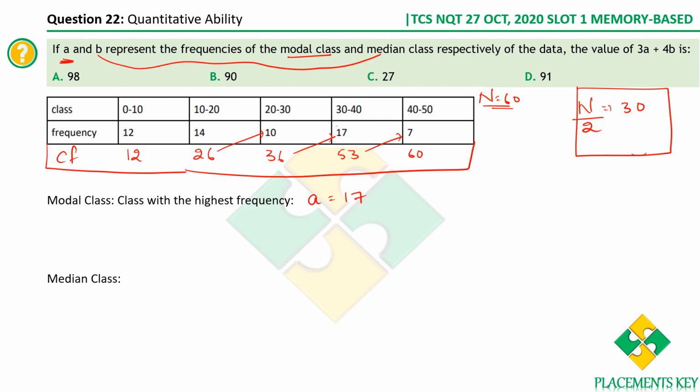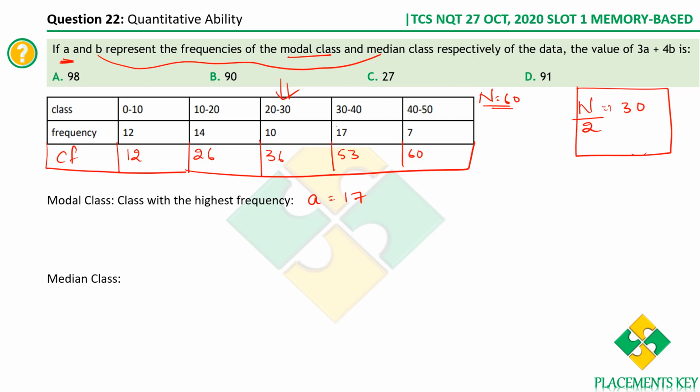Okay, so now what are we supposed to find? Now we know that n by 2 value is 30. So we'll have to see which class is closer to and over and above this 30. Okay, is it clear? Closer to and over and above 30. So the one that is the median class will be this one, because the number which is over and above 30 is 36. So this class is called the median class.